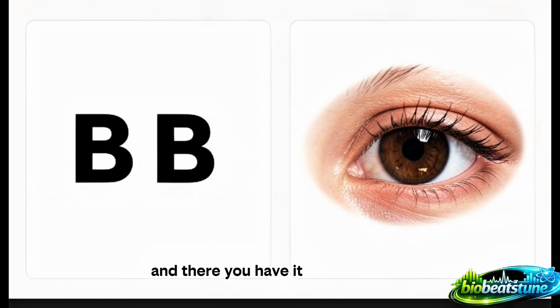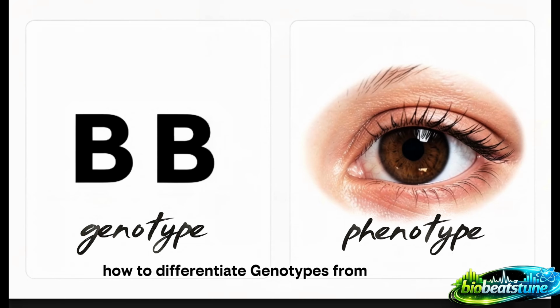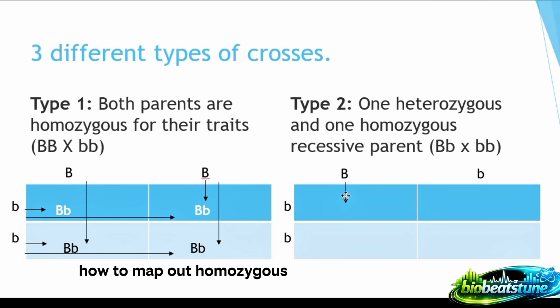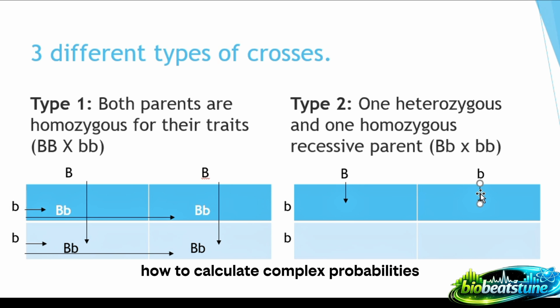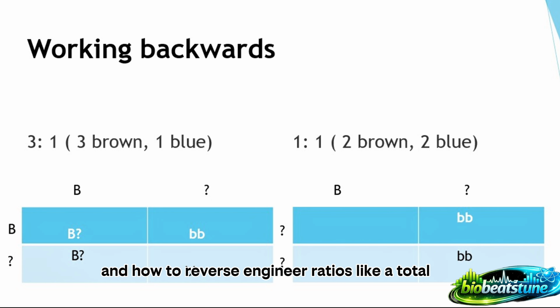And there you have it. You now know how to differentiate genotypes from phenotypes, how to map out homozygous and heterozygous crosses, how to calculate complex probabilities, and how to reverse engineer ratios like a total pro.